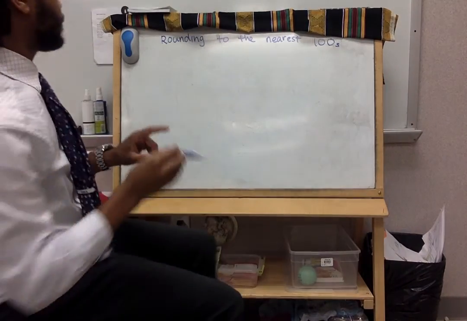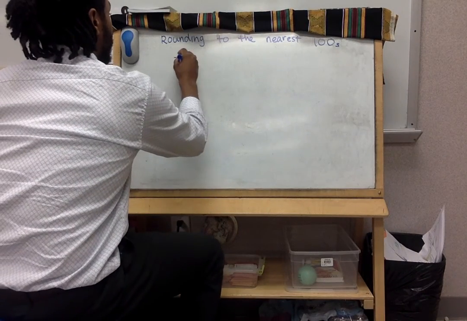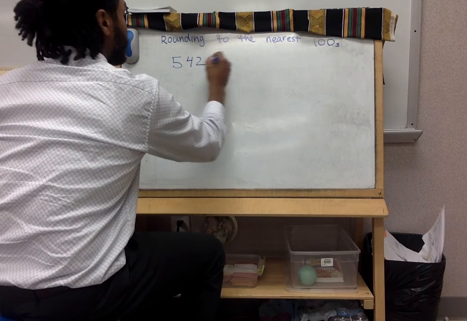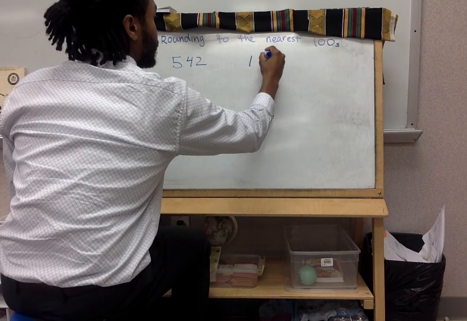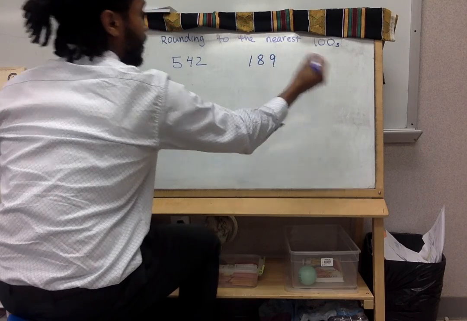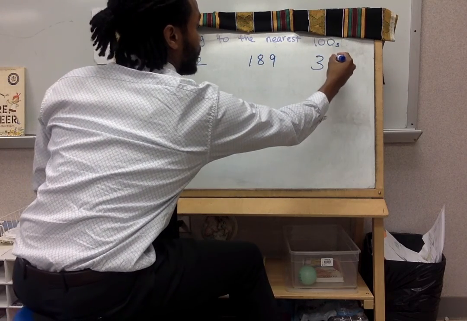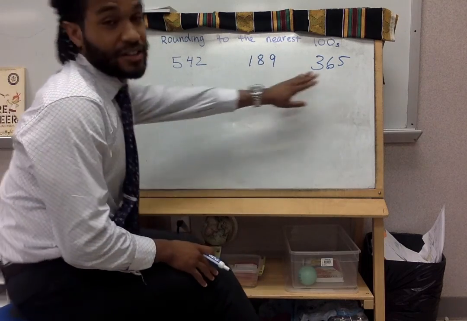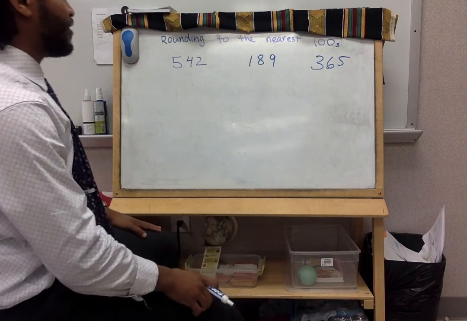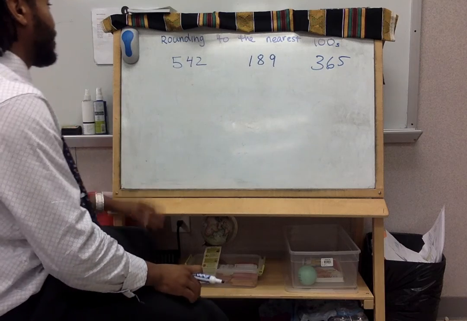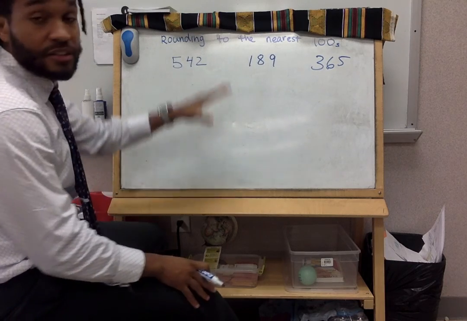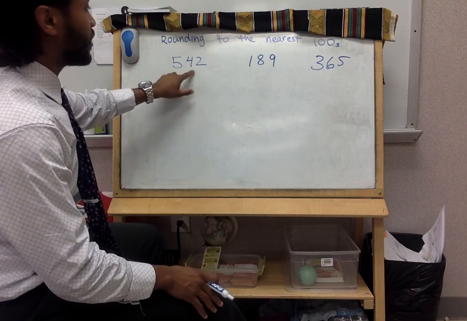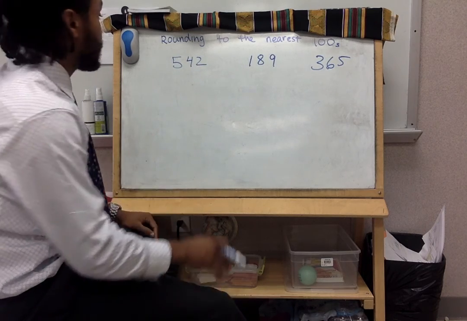Check it out. I'm going to go with 542, I'm going to do 189, and I'll also do 365. Whew! I'm glad we're not in school 365 a day. But we're close to 189, close to that. So round to the nearest hundreds, these are three-digit numbers. Ones place, tens place, hundreds place, three-digit numbers.